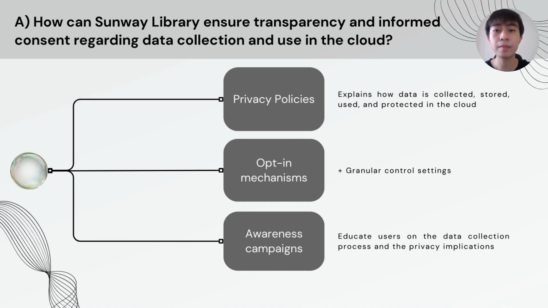Next, Sunway Library can also implement an opt-in mechanism to their cloud system, which involves users actively agreeing to give consent for this collection and utilization of their data. This allows users to understand how their data will be used. Besides opt-in mechanisms, Sunway Library can also implement granular control settings. This allows users to choose the specific types of data they are willing to share. This method can enable users to customize their consent preferences based on their privacy requirements.